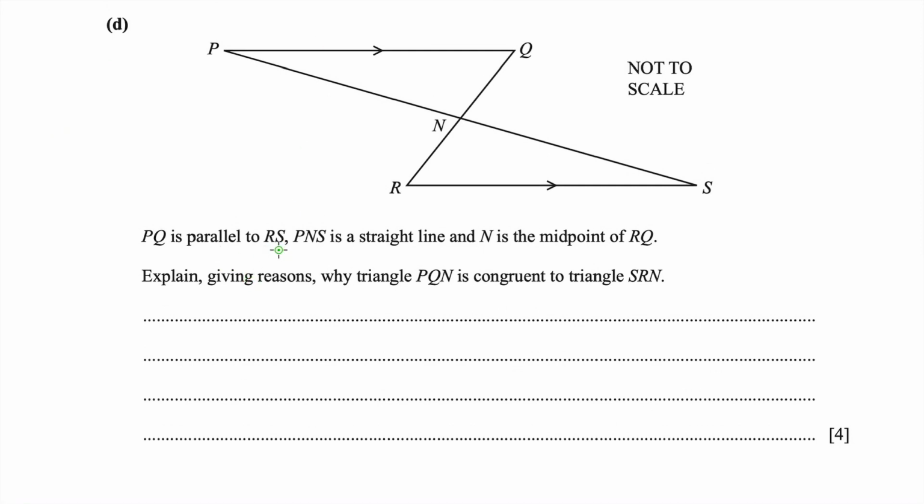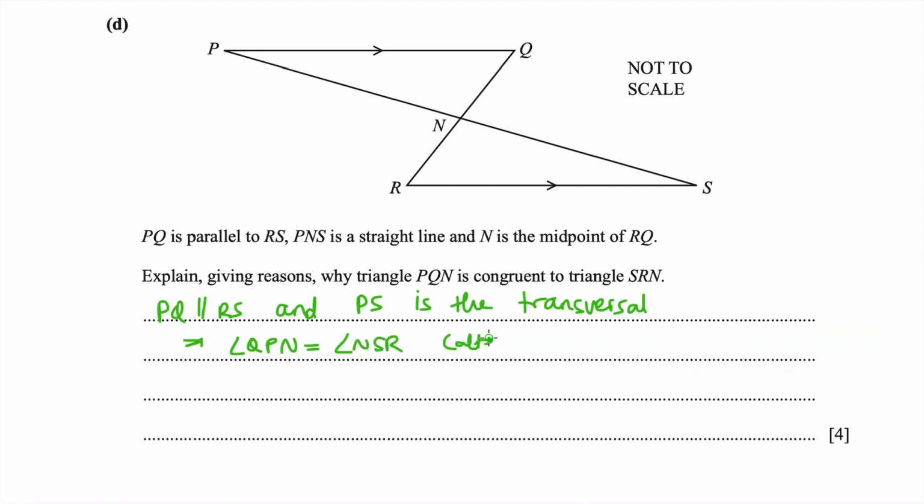PQ is parallel to RS, PNS is a straight line, and N is the midpoint of RQ. Explain giving reasons why triangle PQN is congruent to triangle SRN. So here PQ is parallel to RS and PS is the transversal. So what will happen? That implies angle QPN is equal to angle NSR because they are alternate angles.